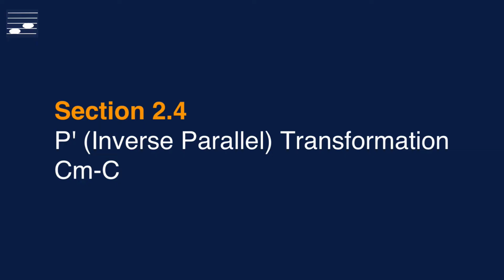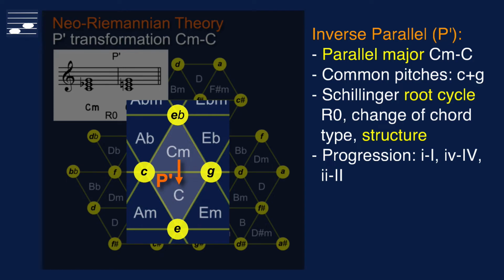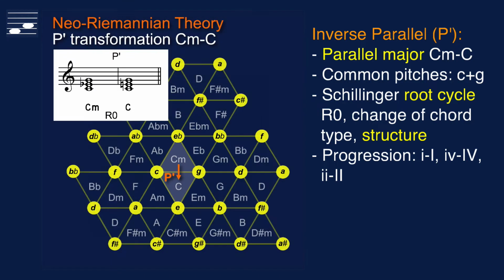Next we look at the inverse elementary transformations, moving away from a minor chord. The inverse parallel transformation, written as P', has 2 common pitches, C and G, and corresponds to Schillinger diatonic root cycle R0, while the chord type changes from minor to major. We find this chord progression on 3 degrees in C major. I will not illustrate this transformation as it is more or less mirroring the P transformation from major to minor.